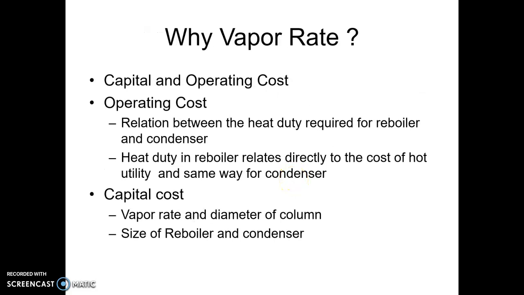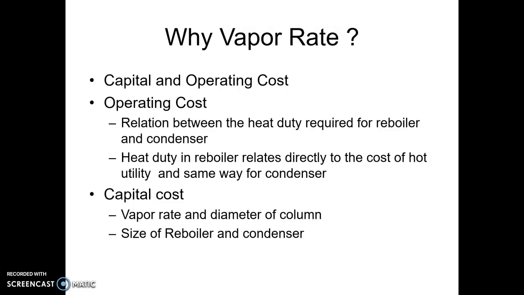Why vapor rate? The vapor rate is decided as a factor because it impacts both operating and capital cost. How does it impact operating cost? See, as your vapor requirement is more in the column, you require more reboiler duty. Then only you can generate more vapor. More reboiler duty means more condenser duty, naturally, because the vapors which are going inside the distillation column need to be condensed at the top. So higher vapor rate means higher boil-up rate and higher condensation rate. When you have higher boil-up rate, the heat duties in reboiler and condenser would be more. So this is nothing but your operating cost.